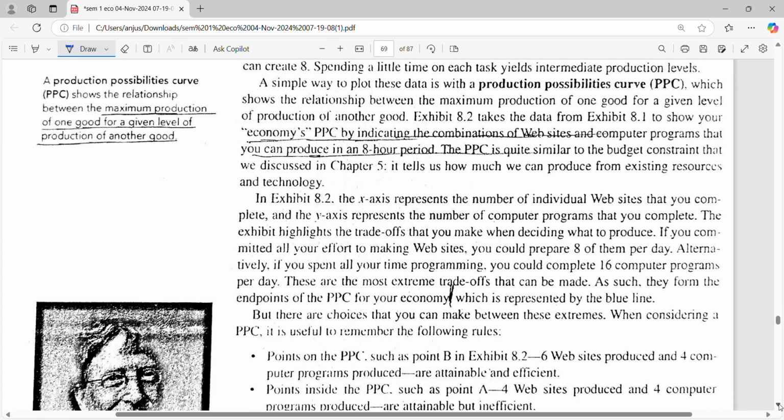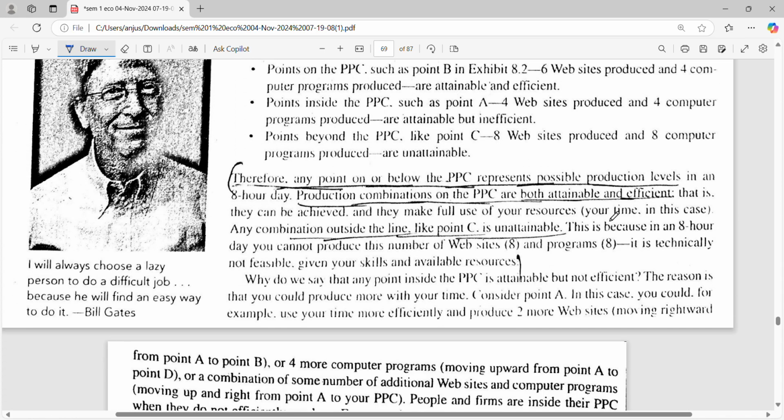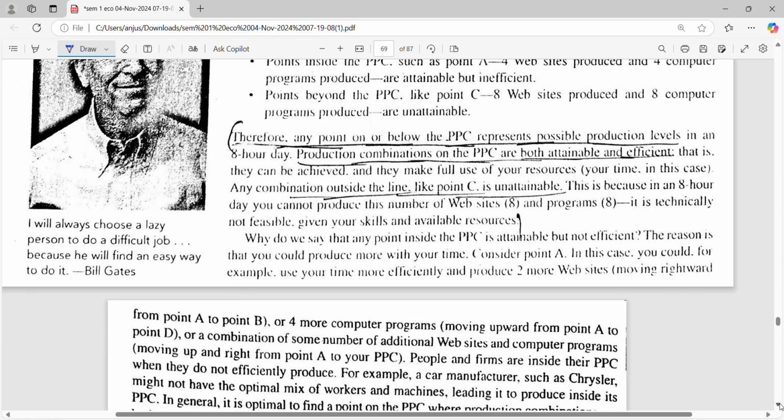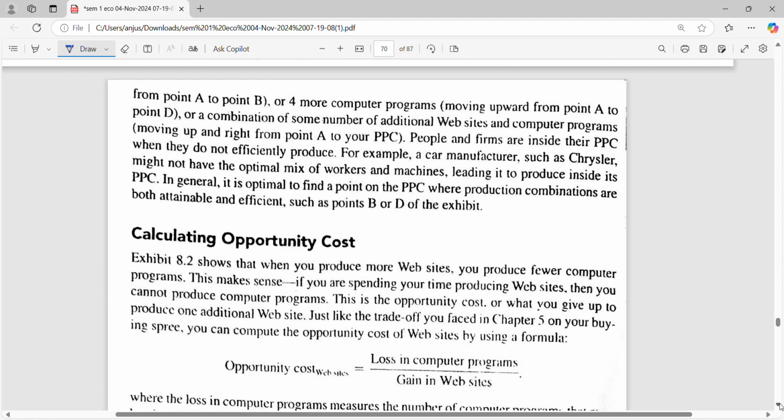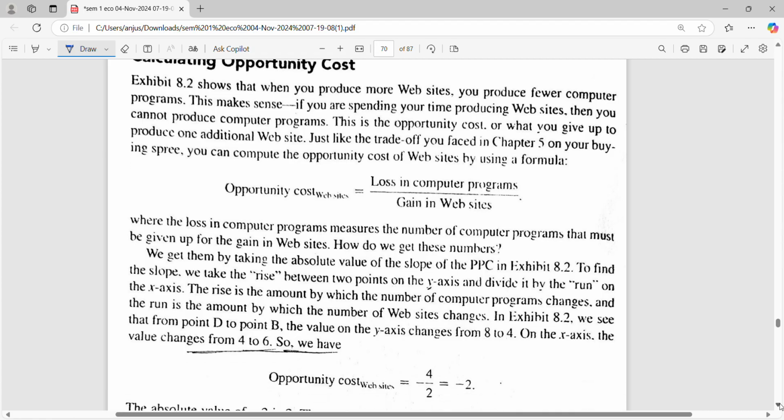So how is that calculated? Let's see, we have discussed all these parts now. You may go over that by yourself again if required. So opportunity cost of website. Opportunity cost of website will be the loss in computer programs divided by gain in websites. So loss in computer programs is -4, or yeah, -4. Okay, you have this data here, -4.